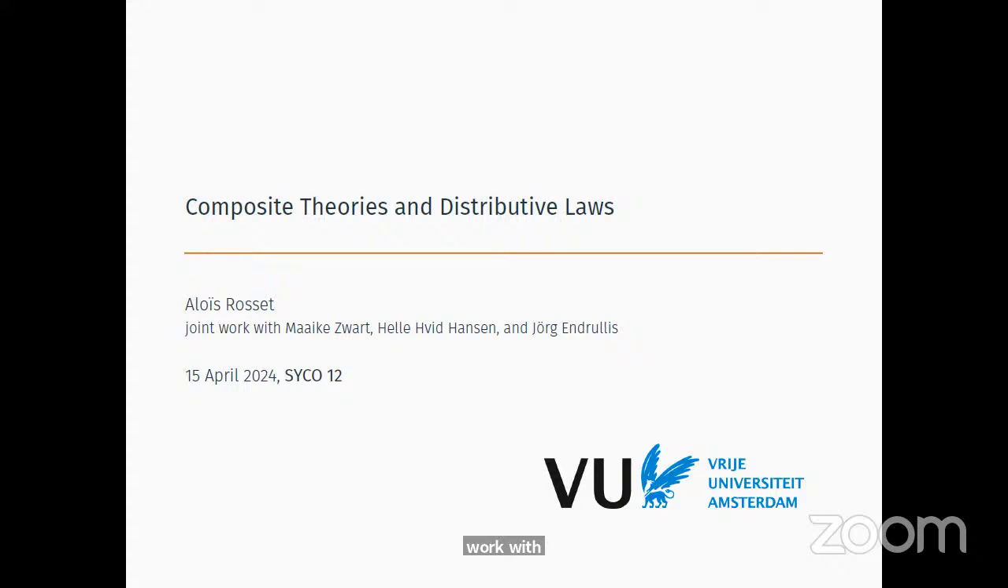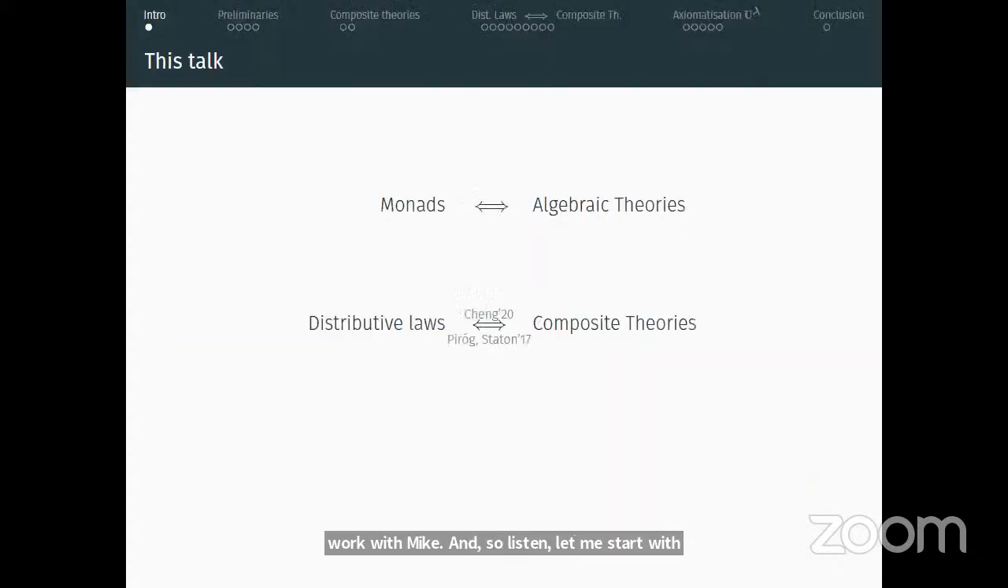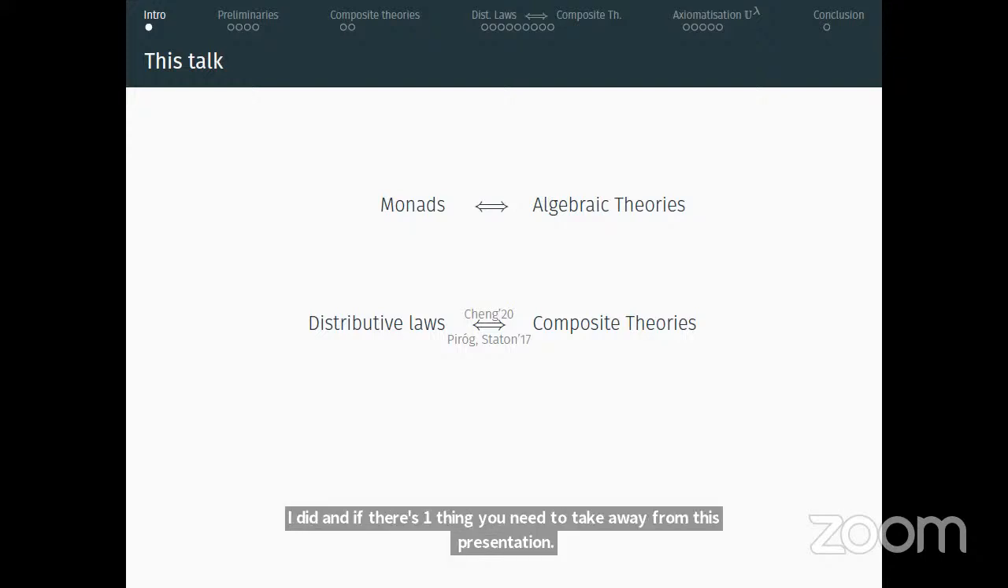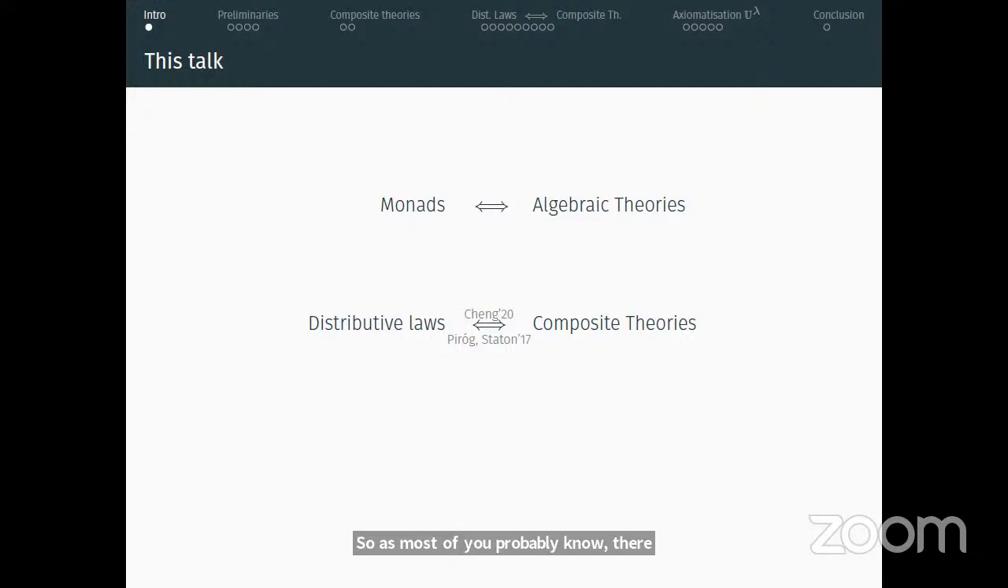Let me start with one slide that tries to give you an overview of what I did. If there's one thing you need to take away from this presentation, this is it. As most of you probably know, there is a correspondence between finitary monads and algebraic theories. Another correspondence was expressed a few years ago between distributive laws and something called composite theories. This correspondence was first explored by Cheng on the level of Lawvere theories, and then translated to algebraic theories by Pierre Stathem. This correspondence allowed Micah to express her famous no-go theorems for distributive laws.